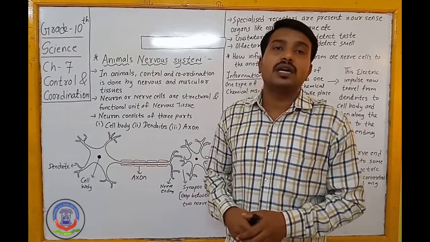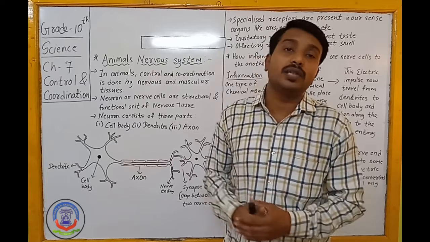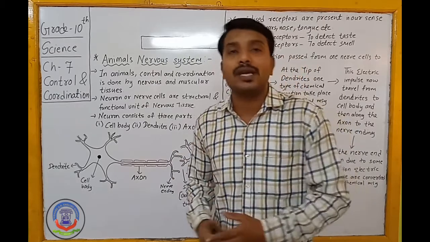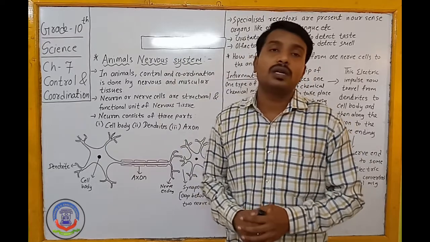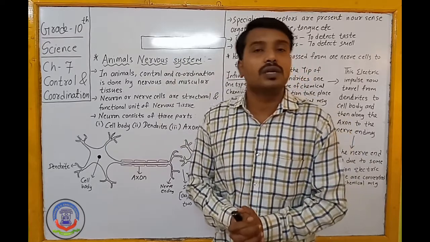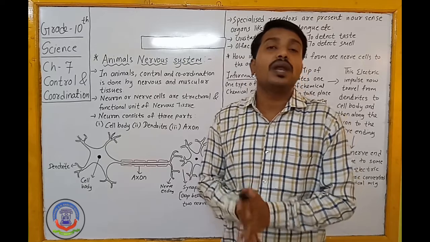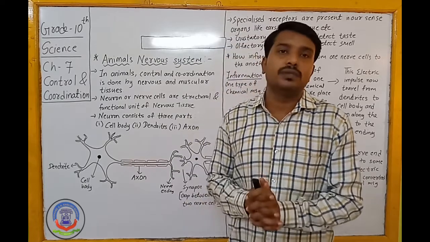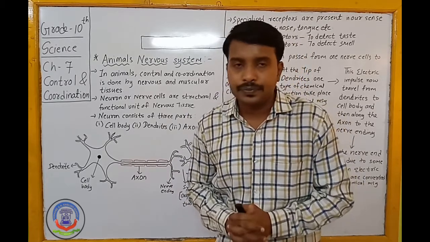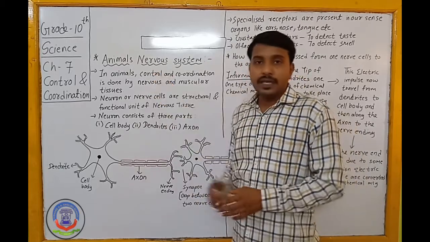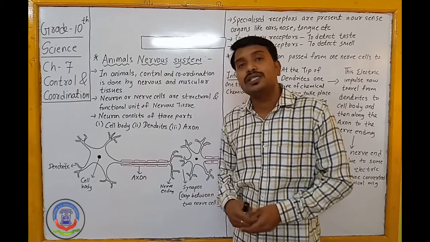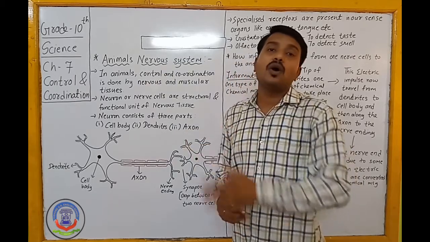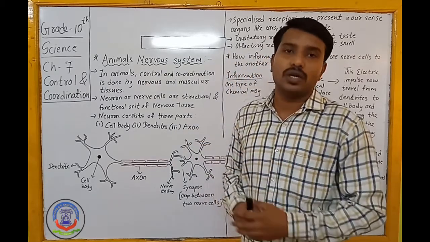The two main parts of the nervous system are the brain and the spinal cord. That's your brain, and the lower part, that is the spinal cord. These two are the most important organs that control and coordinate the whole nervous system in our body. In animals, the control and coordination processes are carried out by means of nervous and muscular tissue.